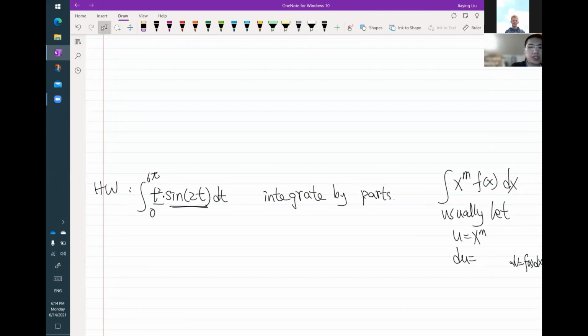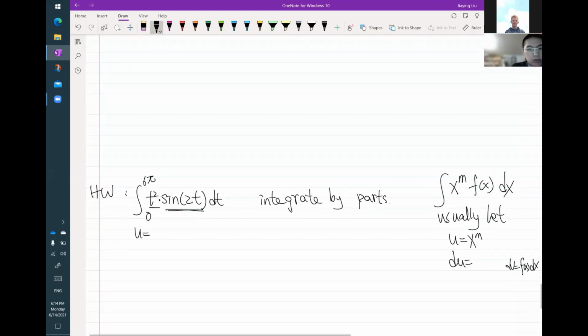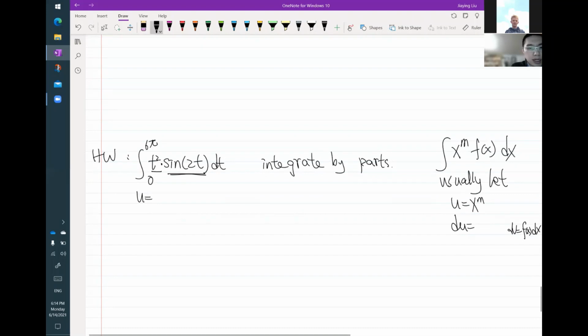So here I'm going to do the same thing. I'm going to let u equal t squared. The remaining part, dv, I'm going to call sine 2t dt. Obviously, you have to be careful because you have a sine 2t there. When you integrate that part to find v, you have to be a little bit more careful.